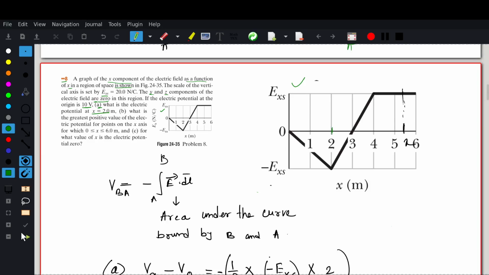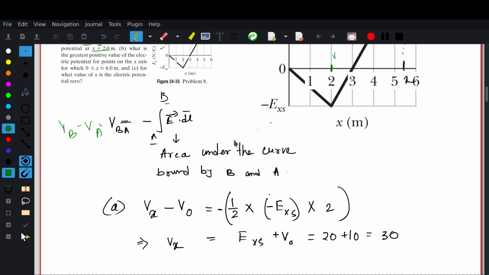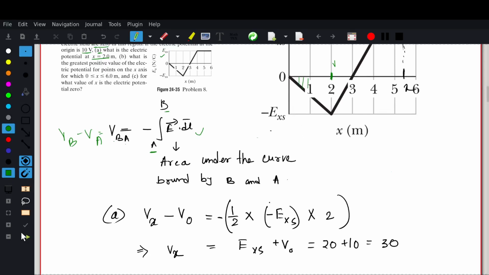So 2 means this point. What is V at this point? To calculate this V, the formula is: VB minus VA is nothing but this integration, and at the end of the integration you plug in those values A and B. Because this electric field has only the x component, this is just the area under the curve. You calculate the area under the curve and also put in a minus sign to get the potential.